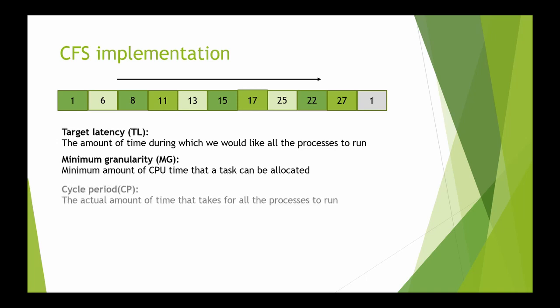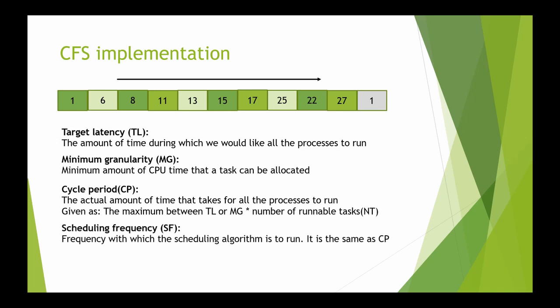Next is the cycle period, which, although it is not defined in other literature, I think it's important to define in order to make it easier to understand. The cycle period is the actual amount of time that it takes for all the processes to run, as opposed to the target latency. The cycle period can be calculated as the maximum between the target latency or the minimum granularity times the number of runnable tasks. Finally, there is the scheduling frequency. The scheduling frequency is the frequency with which the scheduling algorithm runs. It is usually said to be the same as the cycle period.